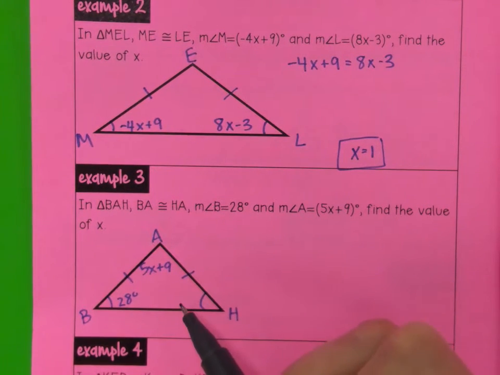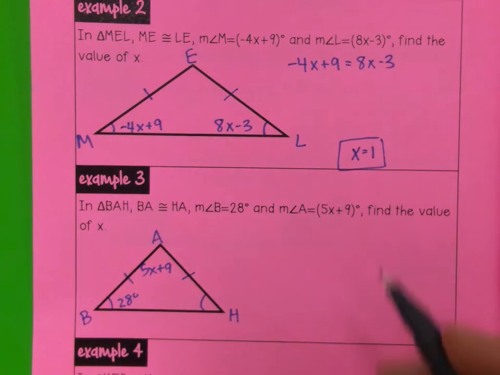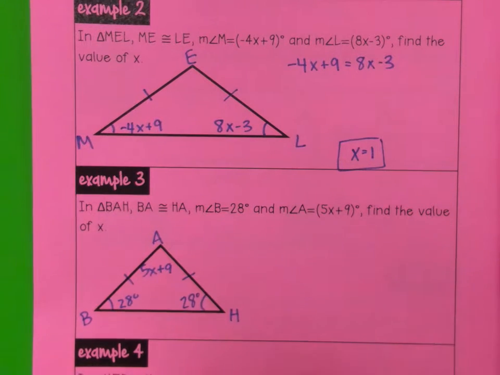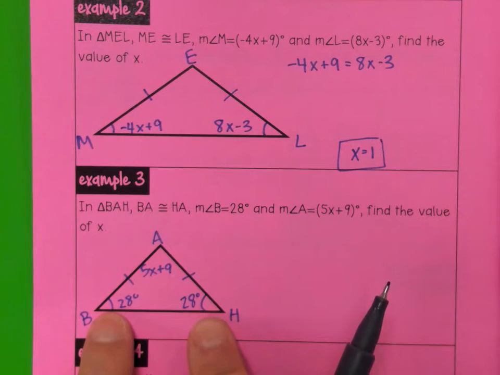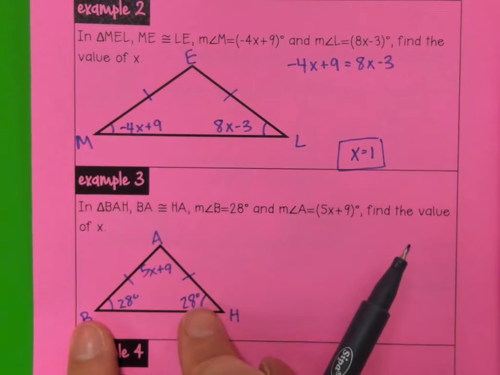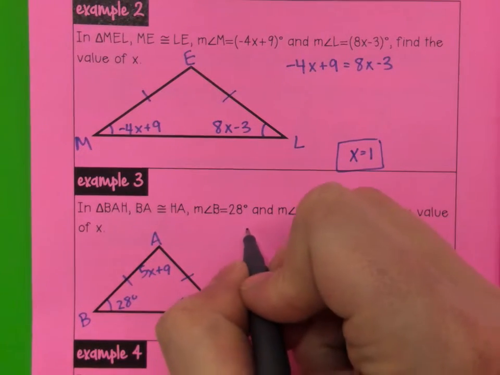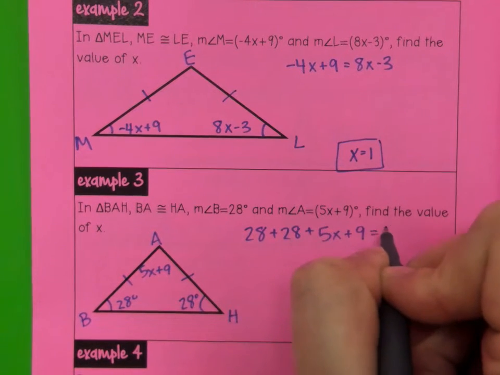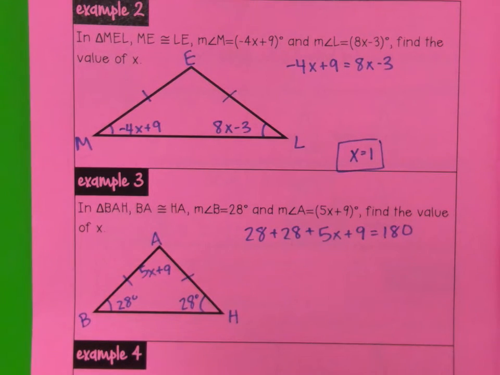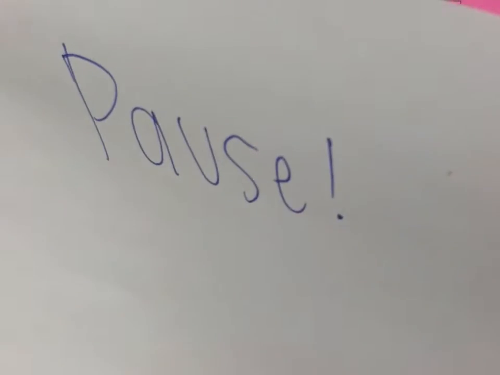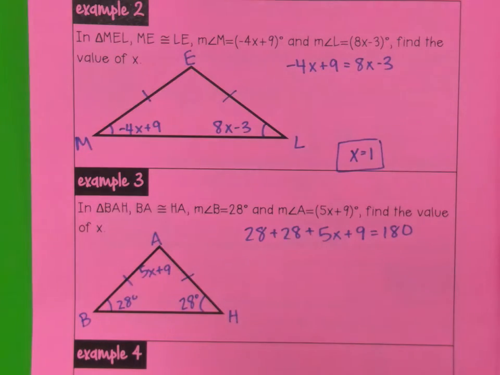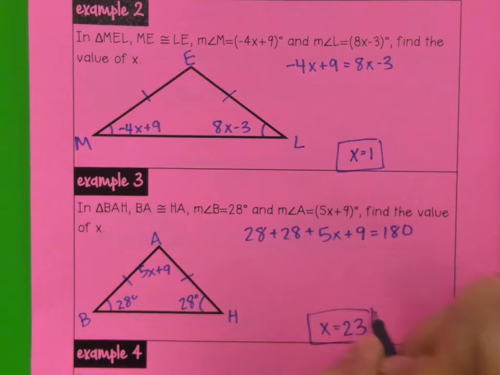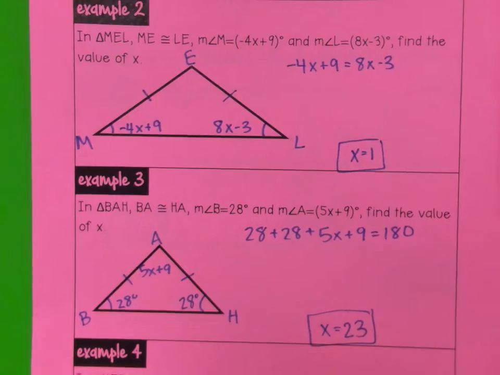So this angle means that I have 28 degrees because they're congruent. And then so all three angles in a triangle are going to do what? Add up to 180. So pause your video and solve it. You should get x equals 23. If you don't know how to get x equals 23, ask your neighbor.